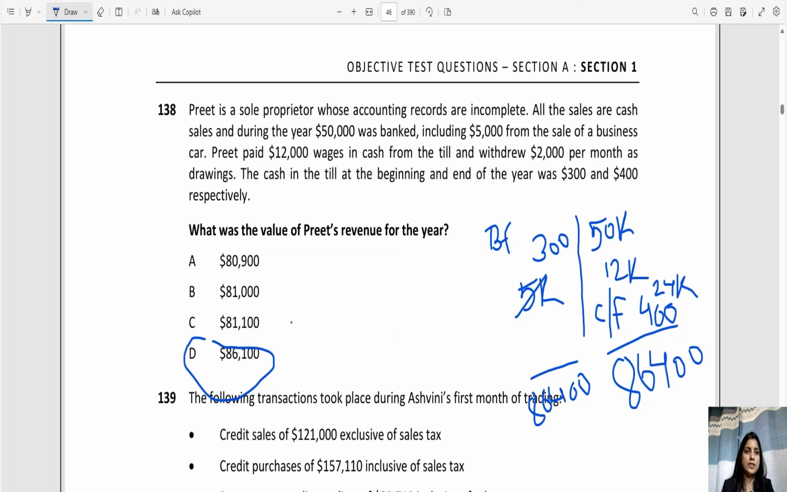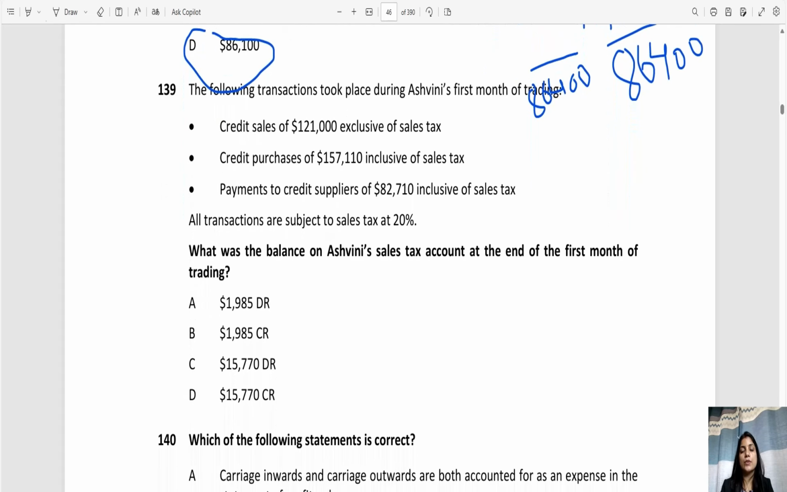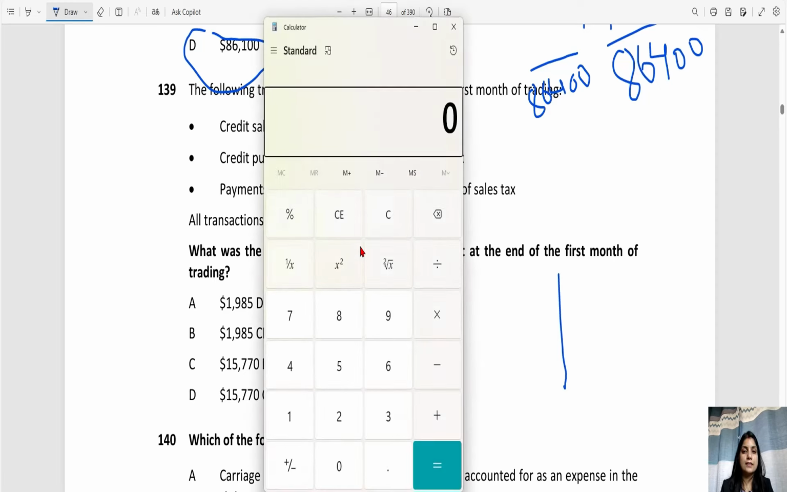The next question we have is, the following transaction took place during Ashwin's first month of trading, and what was the balance of Ashwin's sales tax account at the end of the first month of trading? So basically, it's the VAT ledger, the output VAT ledger, and they have credit sales of 121,000, but it excludes the sales tax. So how will we calculate the sales tax if it has been excluded? It's very simple.